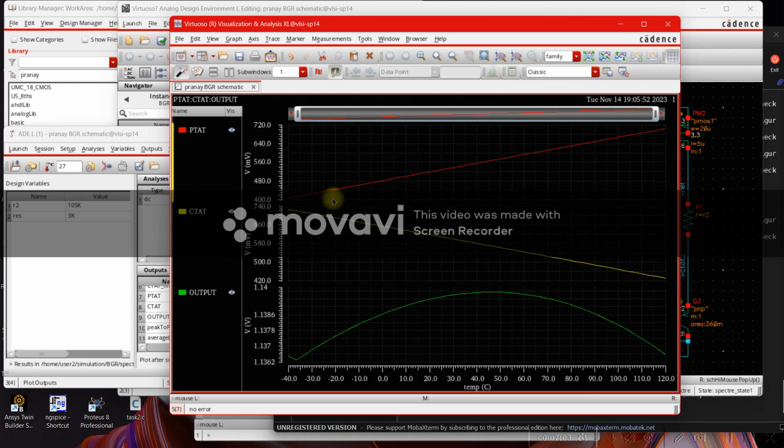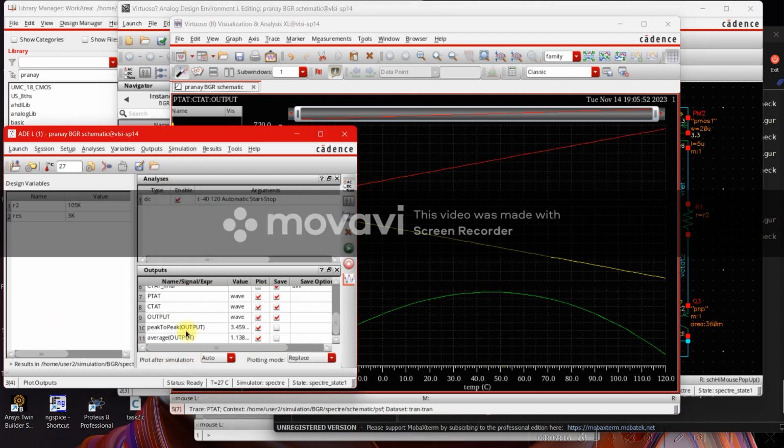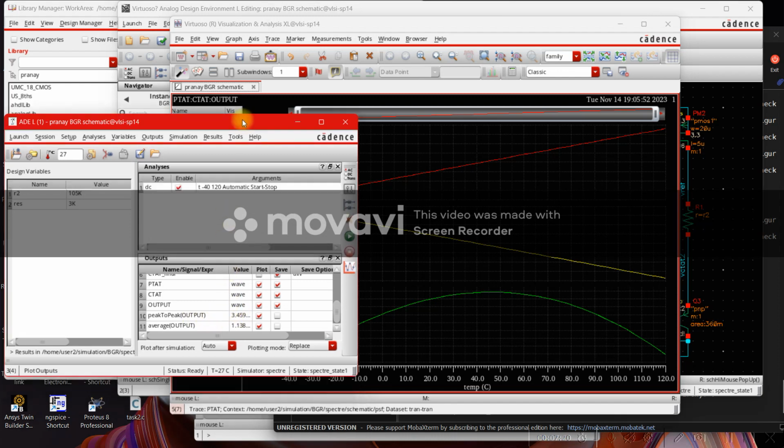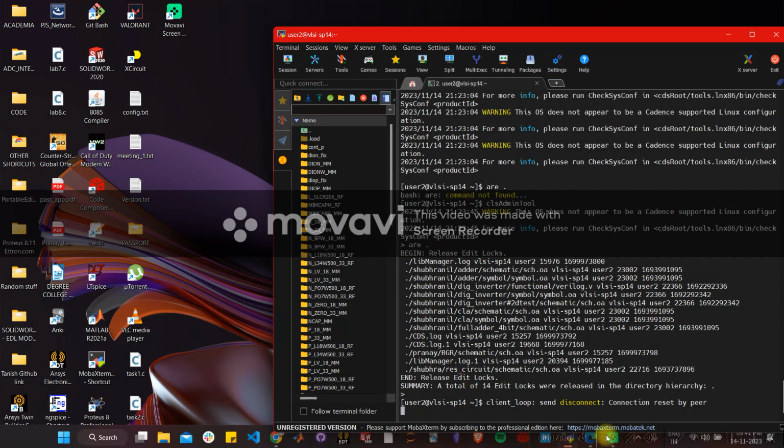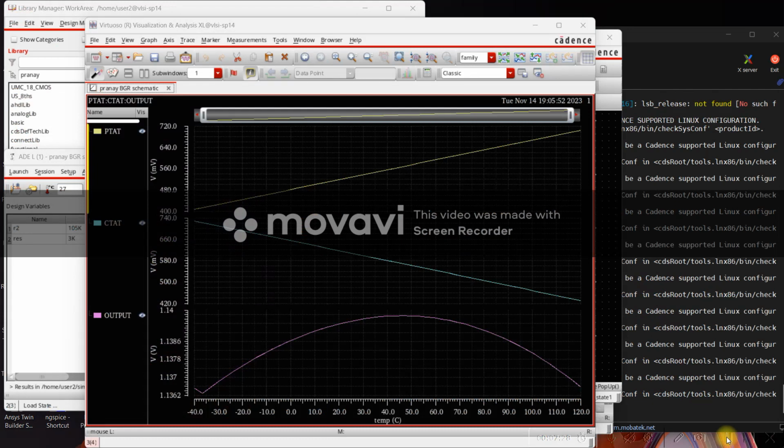By splitting them into steps, we can see this is the output voltage. It is the maximum peak to peak variation in the voltage that I've calculated here. Peak to peak output is around, sorry, the system got disconnected from the server. So resuming from the point.